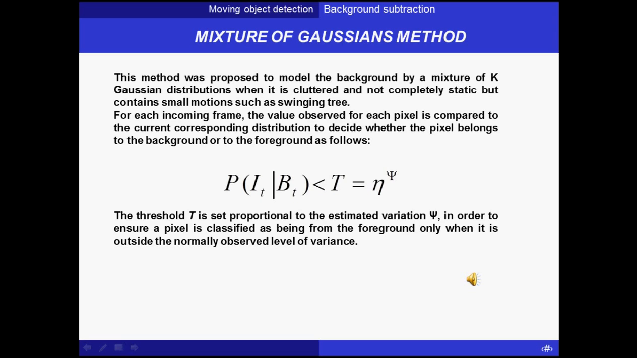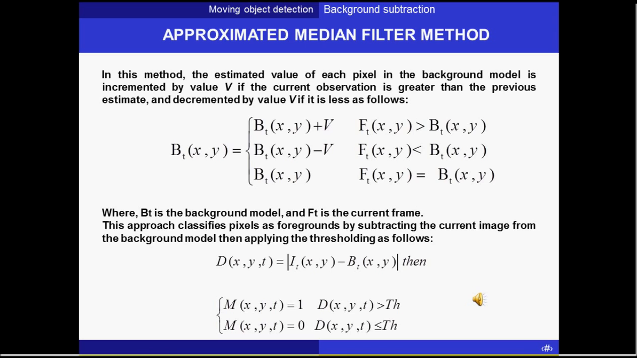Second, the approximate median filter method. In this method, the estimated value of each pixel in the background model is incremented by value v if the current observation is greater than the previous estimate, and decremented by value v if it's less, as follows, where bt is the background model and ft is the current frame. This approach classifies pixels as foreground by subtracting the current image from the background model, then applying the thresholding as follows.